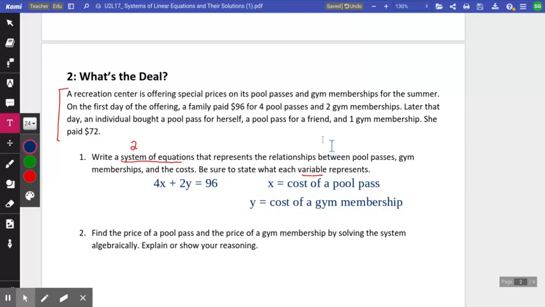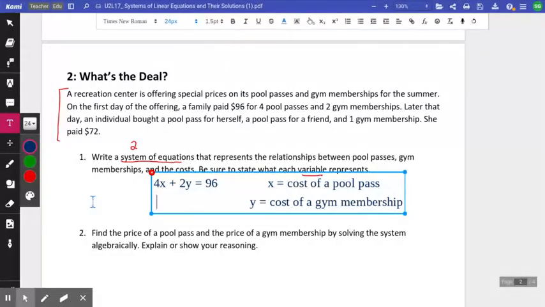I could tweak the wording of this problem. Instead of knowing the cost, we might not know how many they purchased. So you want to make sure you're specific. You don't just say pool pass, but we're going to say the cost of a pool pass. We're multiplying how many pool passes the family bought by the cost. We're multiplying how many gym memberships they bought by the cost. And together, that's going to give us the total cost they paid, which was the $96.